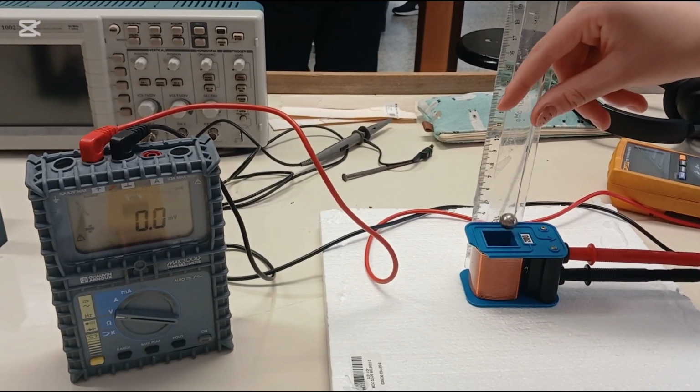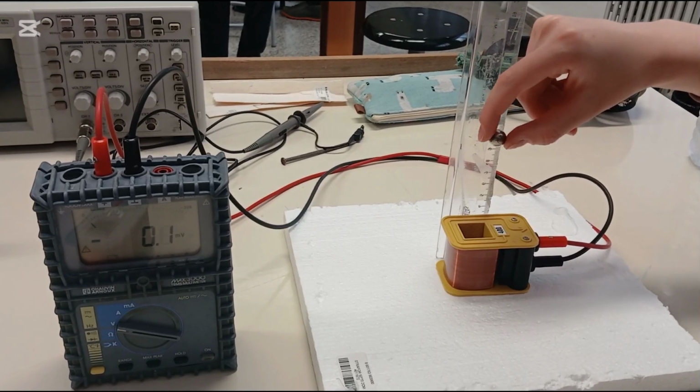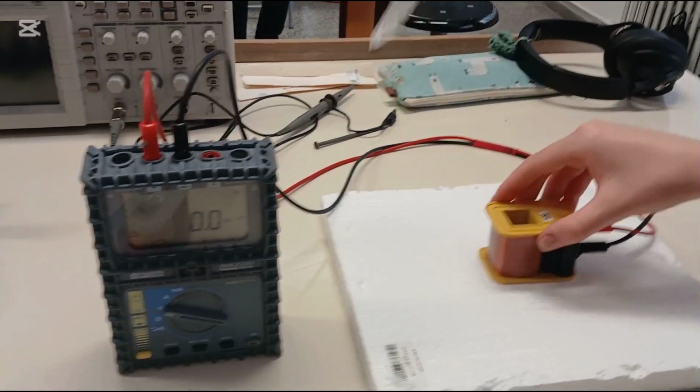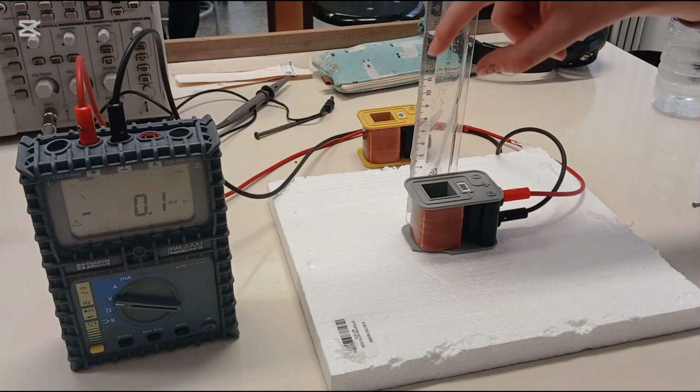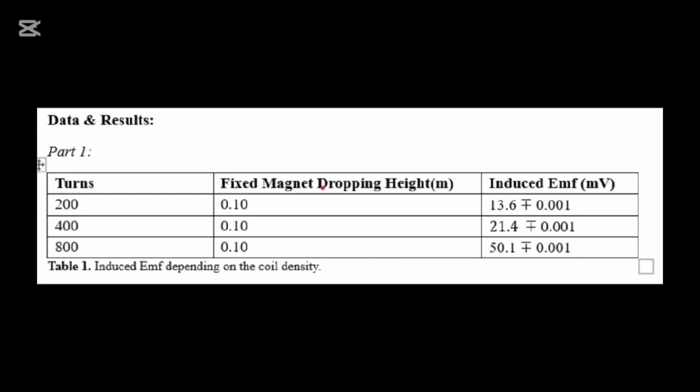Now I am dropping the magnet from the fixed height of 10 centimeters for different turns. I did it with first 200 turns, and then 400 turns, and then 800 turns. And now I'm going to demonstrate the results that I got.